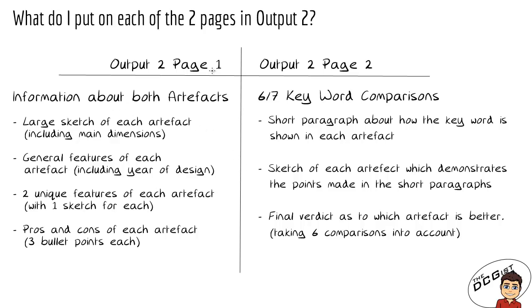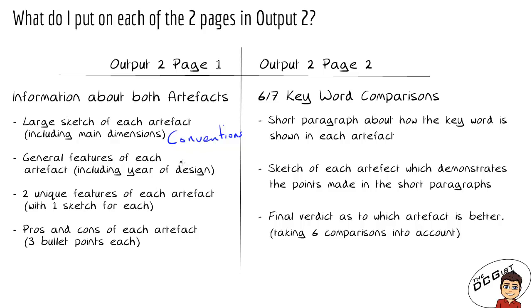So in output 2 page 1, what we're looking for is information about both artifacts. We're not really comparing them to each other yet. We're just getting all of the information about them onto the page. So first of all, what we'll need is a large sketch of each output, including the main dimensions. And again, the conventions will be very important in that, okay? That we use the proper drawing conventions to draw in those dimensions.